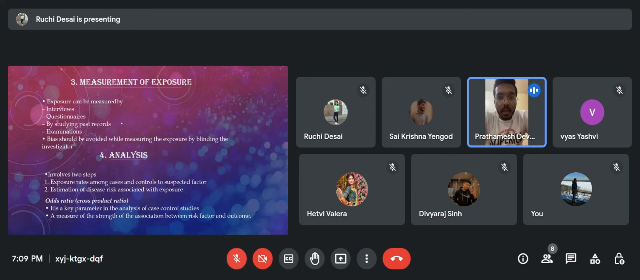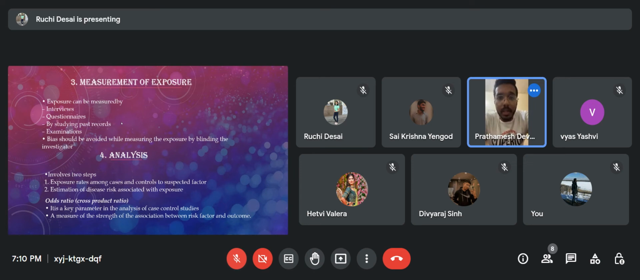Measurement of exposure. Exposure can be measured in interviews, questionnaires, or by studying past records, for example. Bias should be avoided while measuring the exposure by blinding the investigator. Analysis involves two steps: exposure rates among cases and controls to the suspected factor, and estimation of disease risk associated with exposure. Odds ratio, cross product ratio.